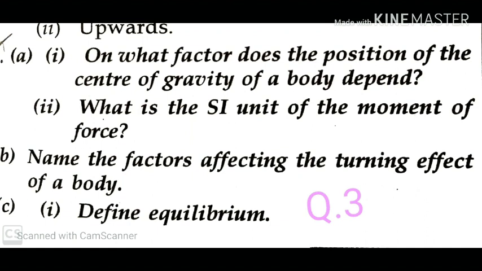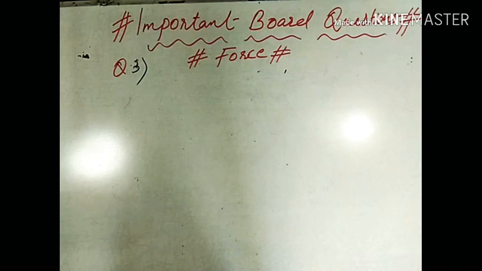So here it is. A, first part: on what factor does the position of the center of gravity of a body depend? Second subpart: what is the SI unit of the moment of force? B. Name the factors affecting the turning effect of a body. Okay, fine, it's a simple, direct question. We can solve it.